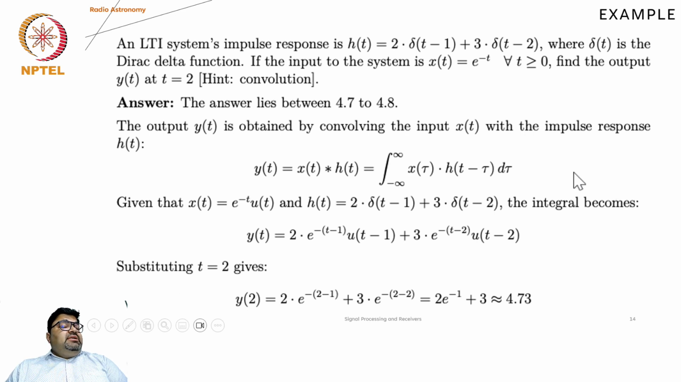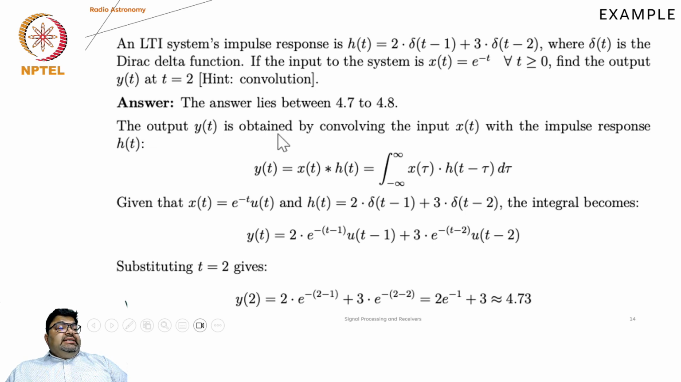Let us see an example to make things a little bit easier. An LTI system's impulse response h(t) is given by 2 times delta(t minus 1) plus 3 times delta(t minus 2), where delta(t) is the Dirac delta function. If the input to the system x(t) is an exponential function e to the power minus t for all values of t greater than or equal to 0, find the output y(t) at t equal to 2.